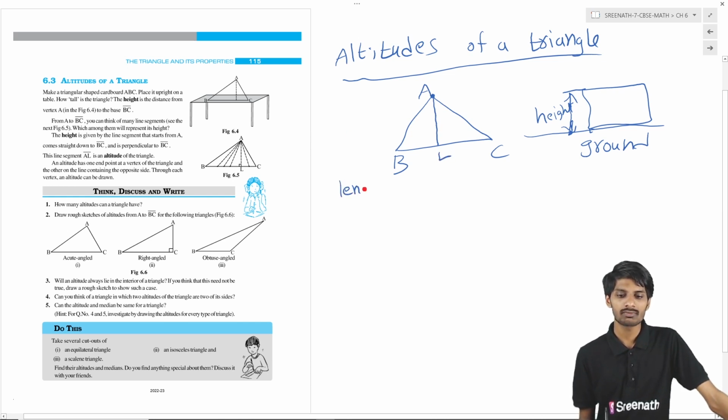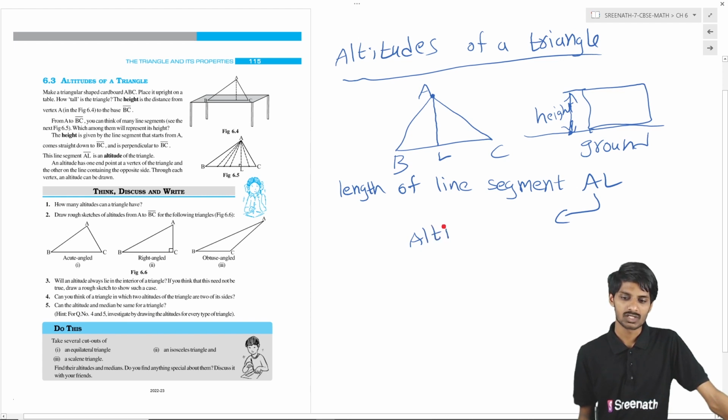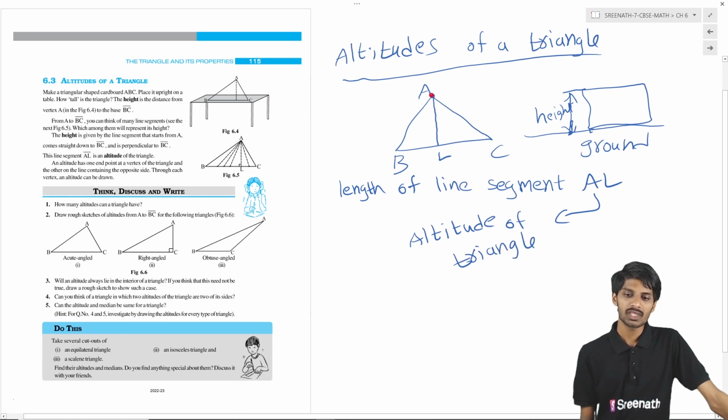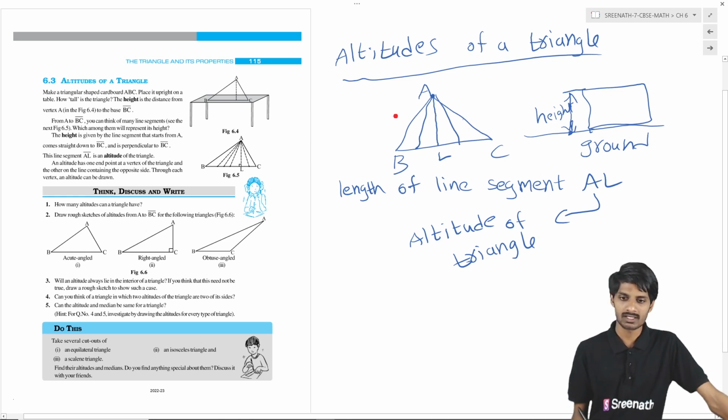So the length of the line segment AL is nothing but the altitude of the triangle, students. What is it? Altitude of the triangle. From A you may draw other lines also, but all these do not give the height, students. All these are not perpendicular, all these are not purely vertical. So those will not give the height or altitude, students.